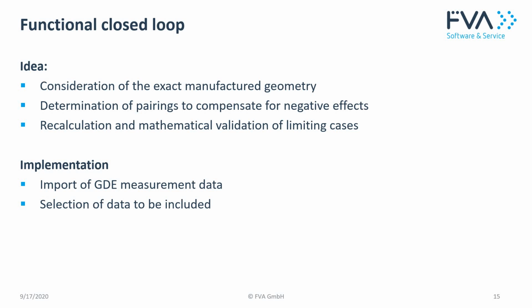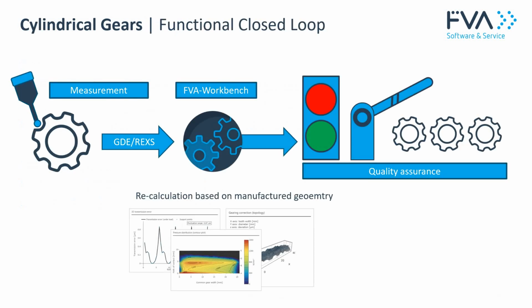The implementation includes import of GDE measurement data and selection of the data to be included. So that's a new feature that we'll see as well. So how is it done? We start by calculating the optimal parameters, importing measurement data, and then comparing it to each other. So now I'd like to jump into the Workbench and give you a chance to see what some of these new features look like in the system itself.